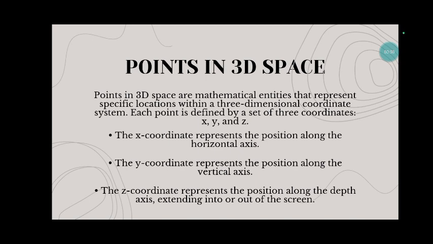Each point is defined by a set of three coordinates: x, y, and z. The x coordinate represents the position along the horizontal axis. The y coordinate represents the position along the vertical axis. And the last one, the z coordinate, represents the position along the depth axis, extending into or out of the screen. So together, these coordinates specify the exact location of a point relative to a chosen reference frame.